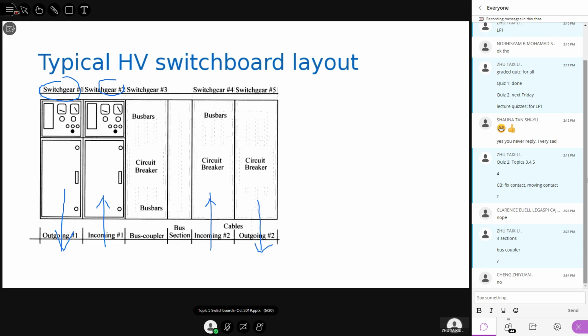In between, you have switch gears 1, 2, and also switch gear 3. This one here is the bus bar. Here's the bus bar, but there's a circuit breaker here. Remember, we call this the bus coupler, right? The bus bar is also here, so there must be a link to here. So in this case, there are 2 sets of switch gears.